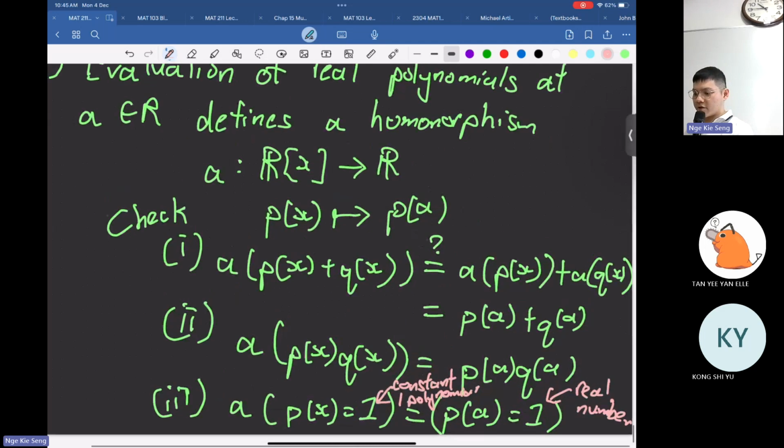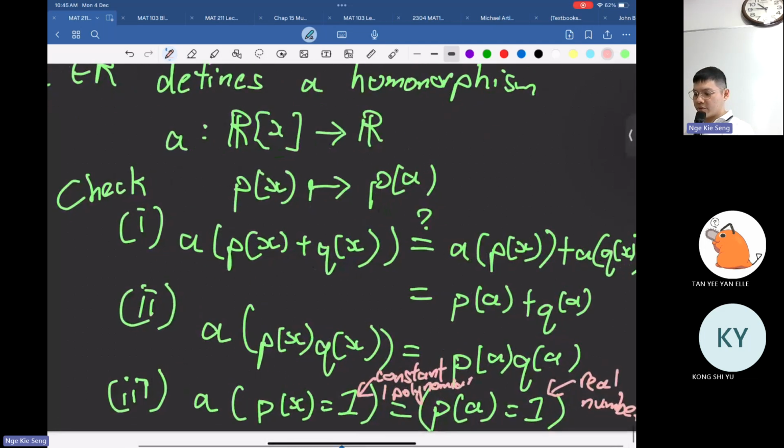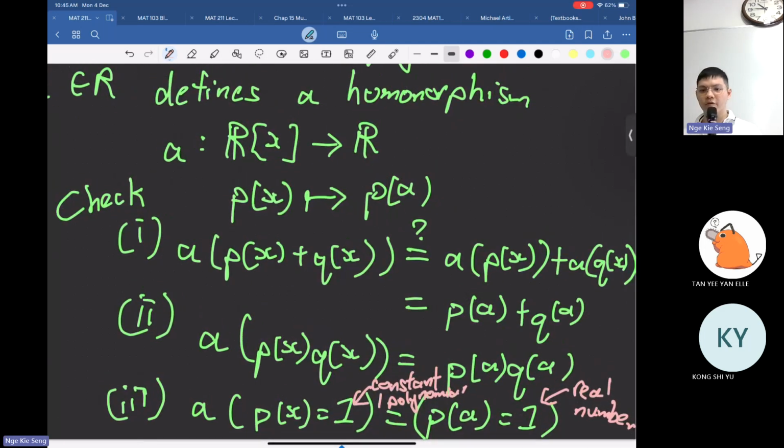If you cannot see, you can request. I can zoom for you. And if you're confused, you should ask.